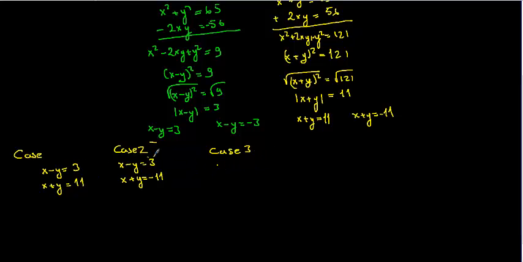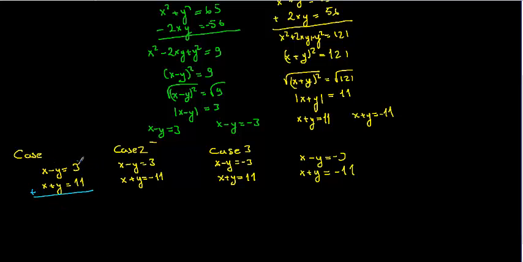Now I used x minus y is equal to 3 two times with the other two, so I distribute like this one and this one. Then this one, x minus y is equal to minus 3, and x plus y is equal to 11. X minus y is equal to minus 3 again, and x plus y is going to be equal to minus 11.